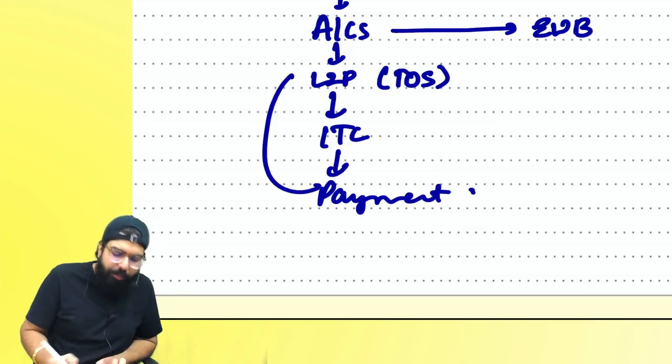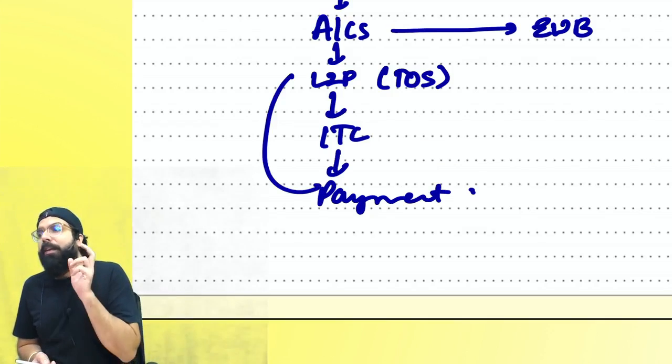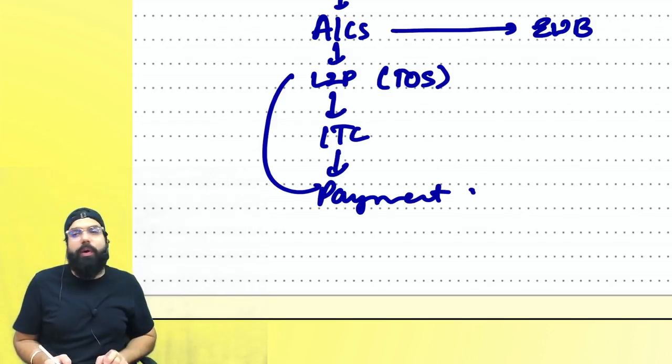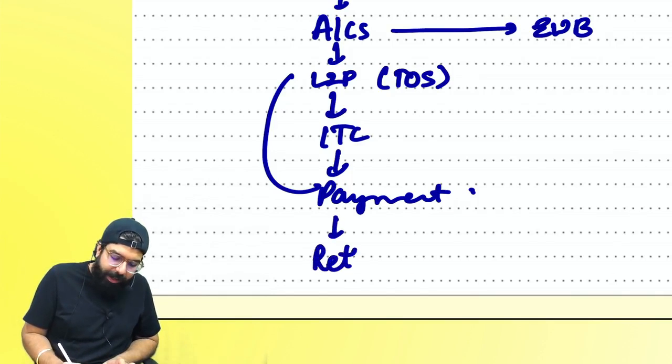Now all this information, that this was my liability, this was the amount I used as ITC, this is the payment amount, you will have to inform all these things to the government with the help of a return. Right everyone?